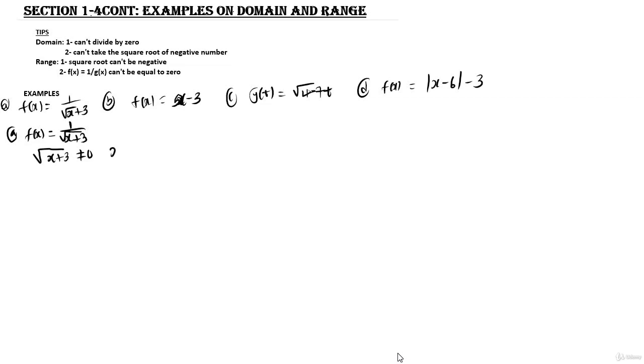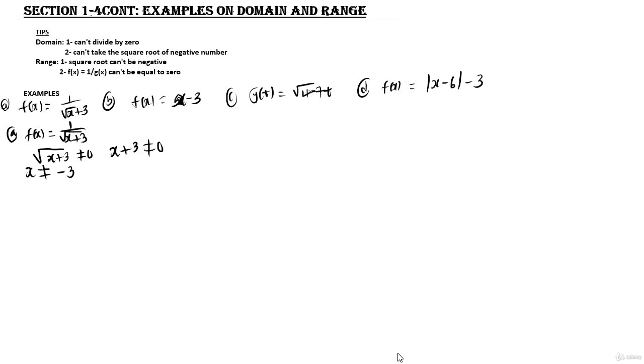So we can also say s plus 3 cannot be equal to 0, right? Because if s plus 3 is equal to 0, this is going to give us the square root of 0, which is going to make the denominator 0. So s plus 3 cannot be equal to 0. So now we can say s cannot be equal to minus 3, because if we take plus 3 to the other side, it's going to give us s cannot be equal to minus 3.